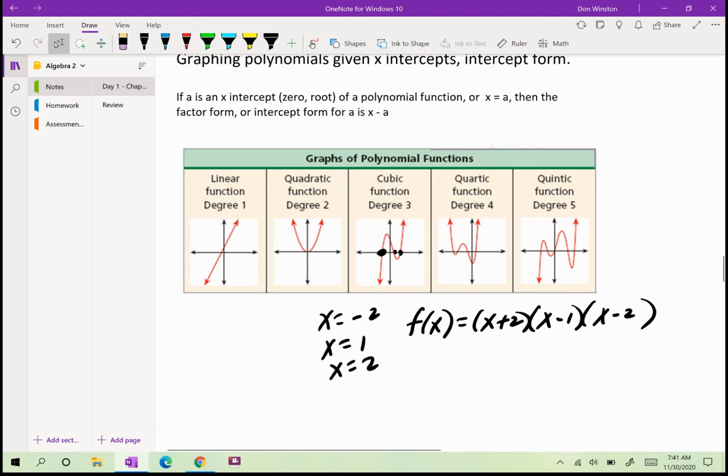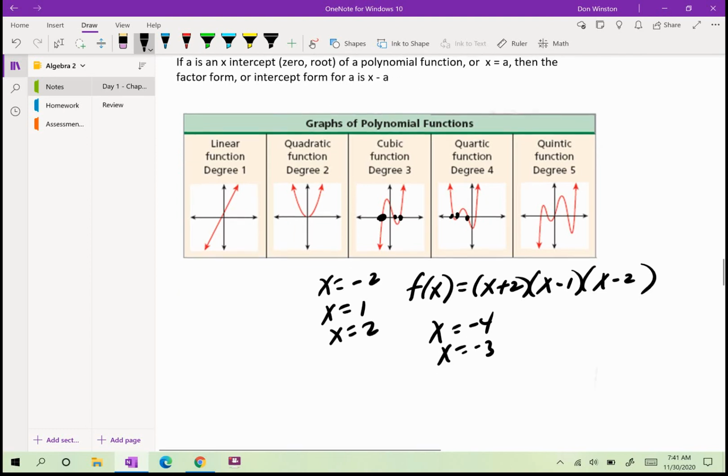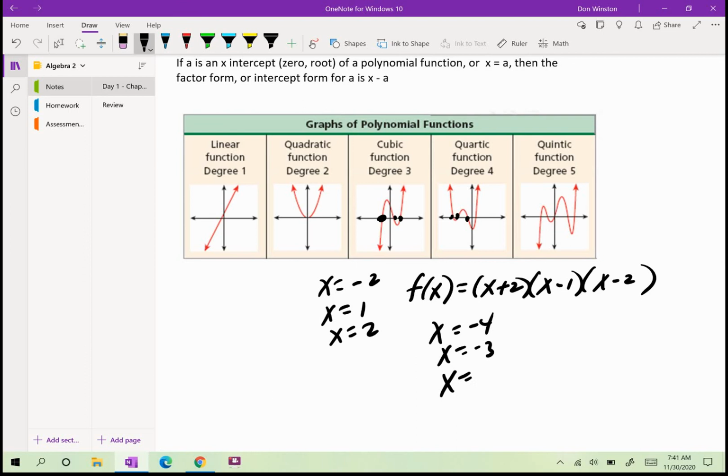Let me take a look at the next one here. So here I have how many zeros? Let's say here that was x is equal to negative 4, and this was x is equal to negative 3. And then this is x is equal to negative 1. And then here, that's x is equal to 1.